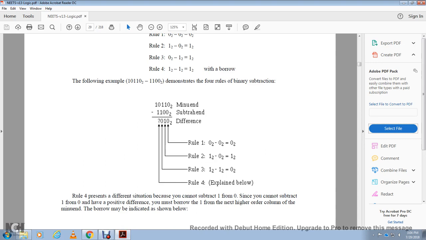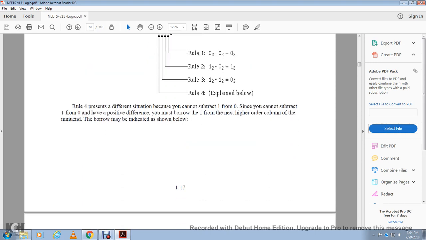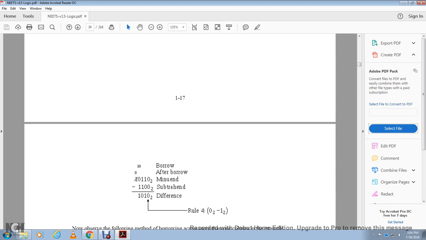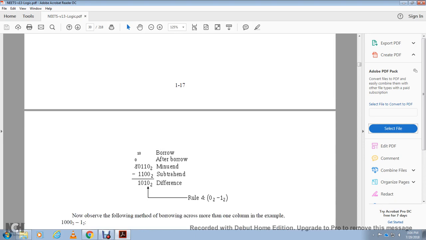You have a problem with the difference. You must borrow the 1 in the next higher order column of the minuend. The borrow may be indicated as shown below. The result would be a difference of 01010 in binary.